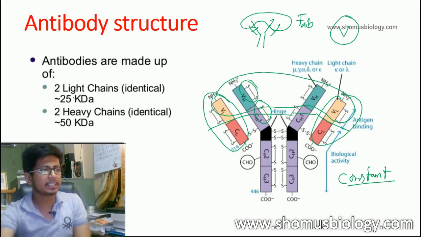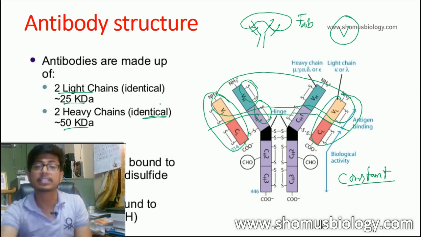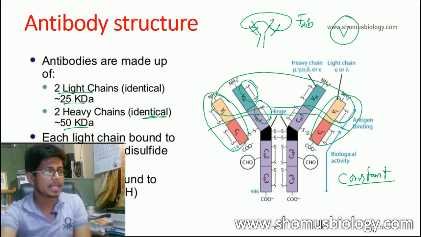So you see here the statistics: 2 light chains of 25 kilodalton each, and 2 heavy chains of 50 kilodalton each. The heavy chains are identical to each other, and the light chains are also identical to each other. Each of these light chains is attached to a heavy chain with the help of this disulfide linkage here.